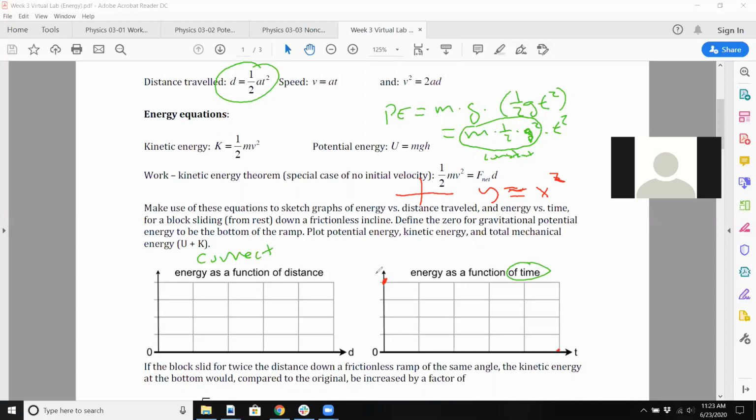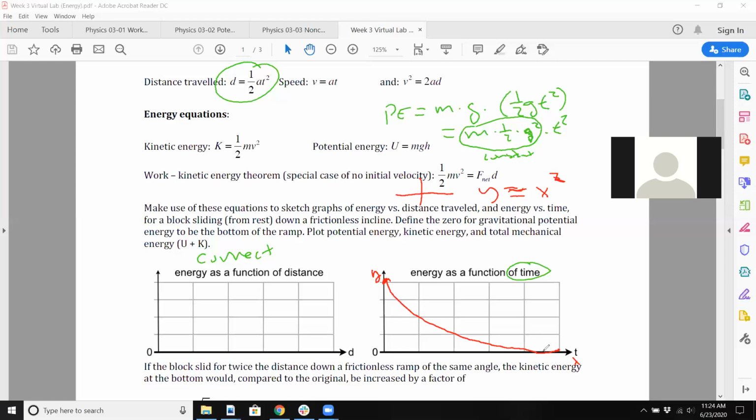Because isn't your potential energy on the y-axis? Oh, yeah. Your time. So it's the same exact thing. So it really should look like that. So I kind of goofed a little bit. I should have been more careful. I kind of just assumed it's going to follow the same thing. So please make a correction to the graph on the right.